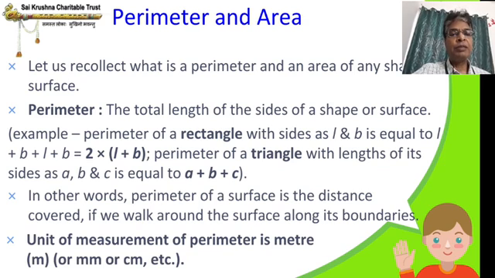And the unit of measurement of perimeter is meter or millimeter or centimeter, feet. So it is a single unit. When we go to area, you will see the difference between perimeter and area. Here it is only meter.